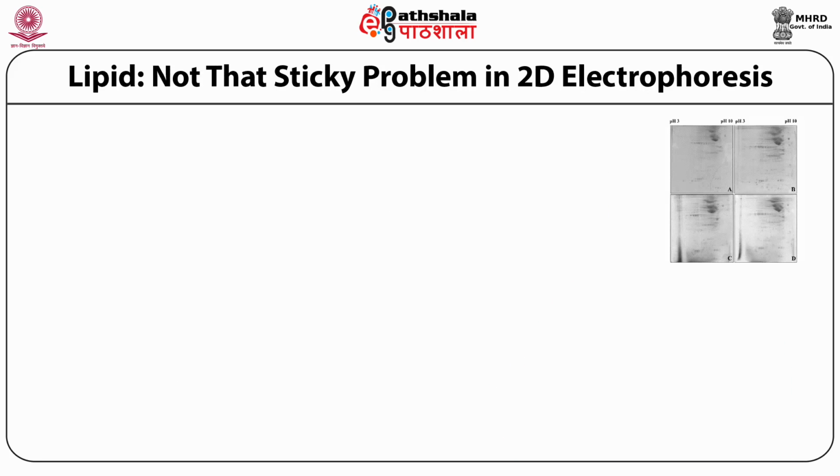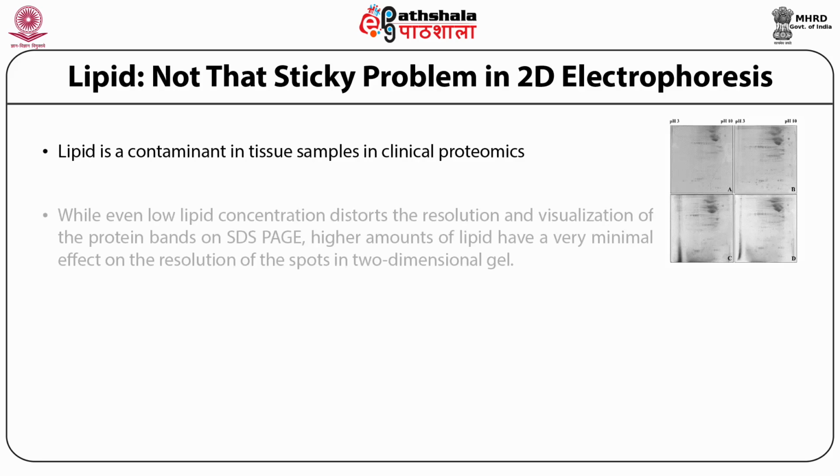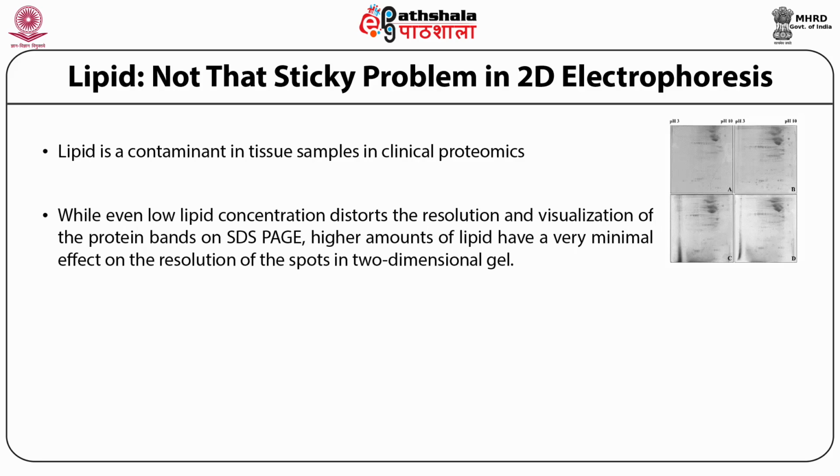Lipid and two-dimensional electrophoresis. Lipid is considered a contaminant in tissue samples in clinical proteomics. While even low lipid concentration distorts the resolution and visualization of protein bands on SDS-PAGE, higher amounts of lipid have been shown to have minimal effect on the resolution of spots in two-dimensional gel electrophoresis.